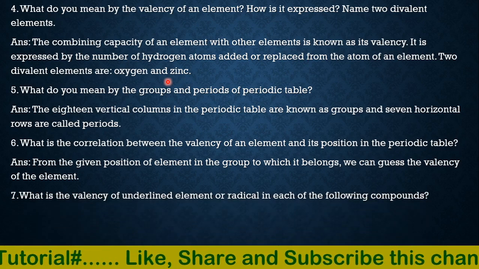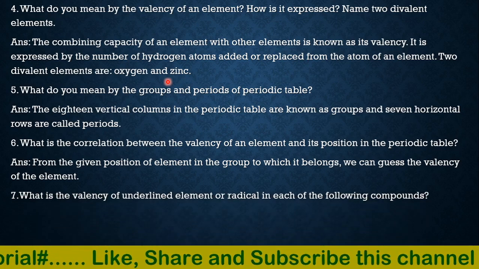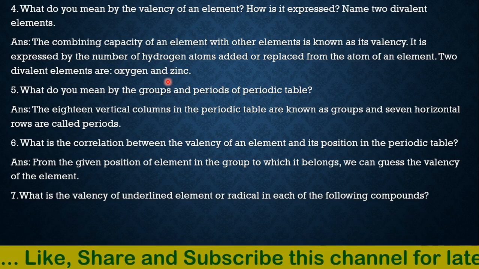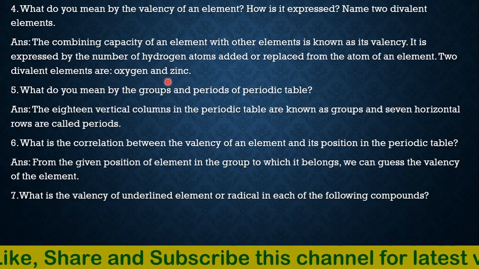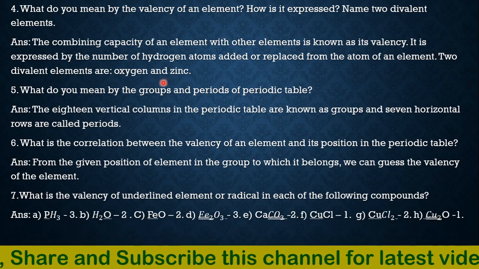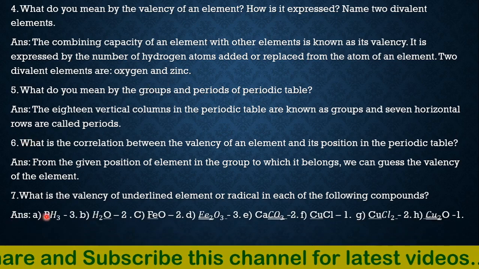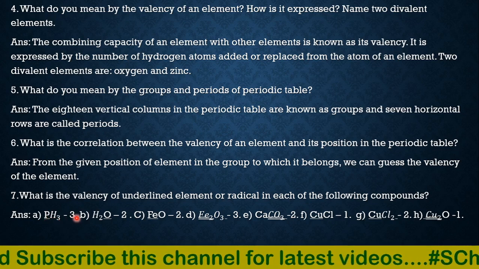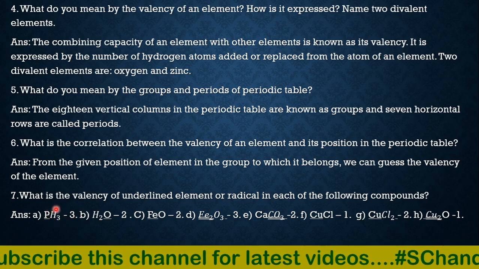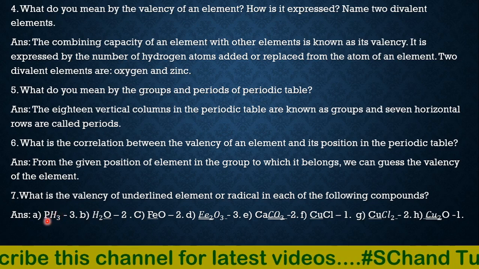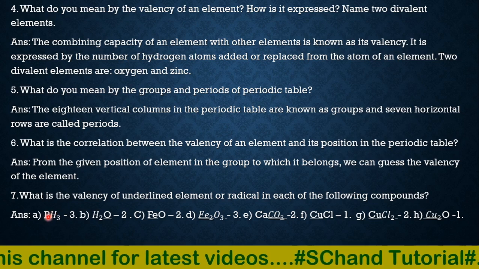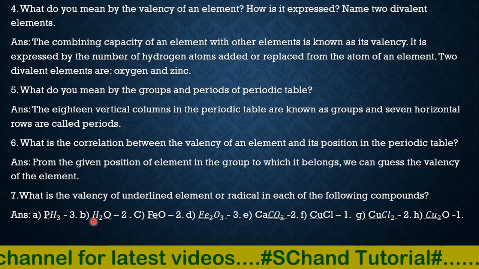And what is the valency of the underlined elements in the radical in each of the following compounds? We are given the compounds, we have to tell the valency. So P is underlined here. What is the valency of phosphorus here? PH3 is 3, because phosphorus valency will go to hydrogen. You know how the transposing works, we can transpose the valency to write the formulas of the compound.